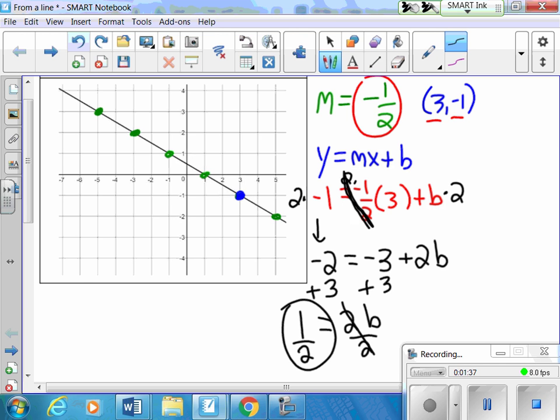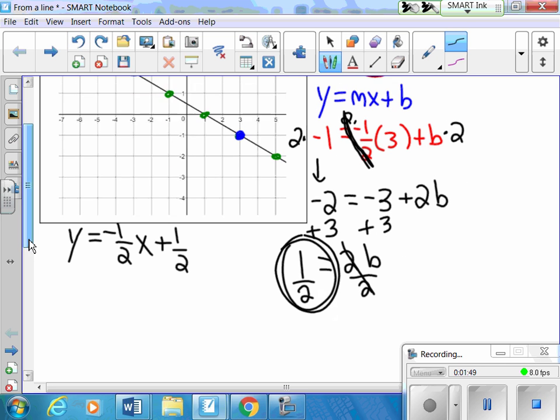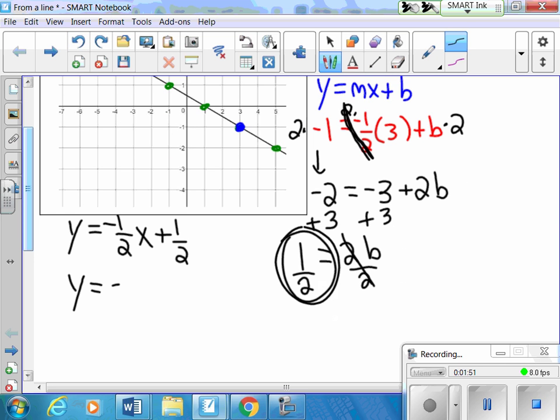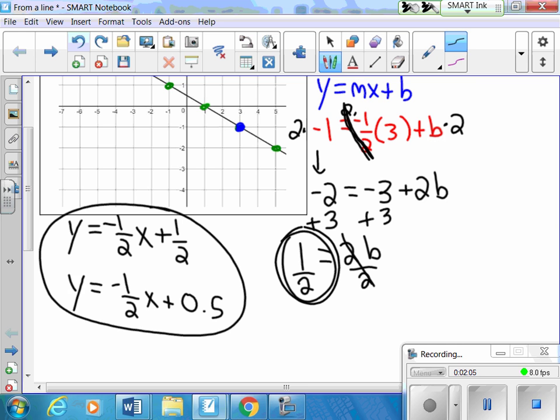That's your y-intercept. So now the equation is y equals, slope is -1/2 x, and then the y-intercept is +1/2. Or you can do y equals -1/2 x plus 0.5, because that's 1/2. Same thing. And if you look, either one of these answers will work, and then 0.5 is your y-intercept.